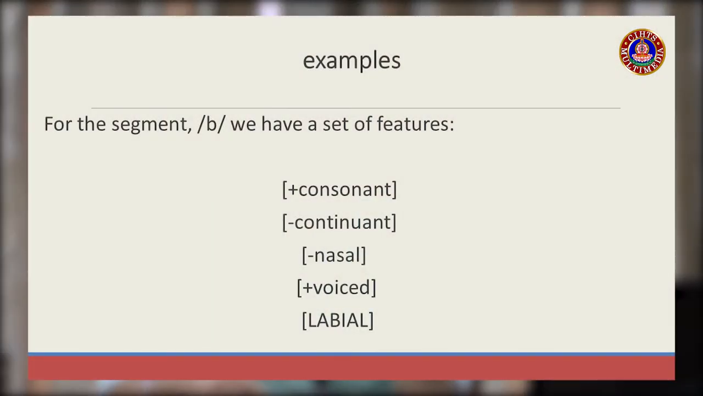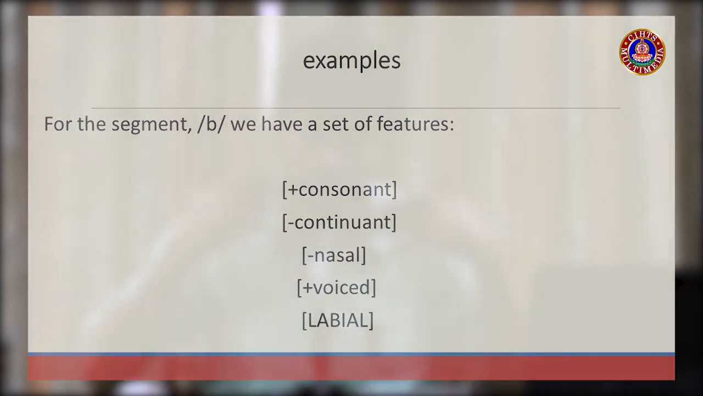For the segment B, we have this set of features. Aaj sare lecture mein humne ye kiya hai. B is a consonant, and if it is a consonant, you will put a plus sign. If it is a vowel, you can write minus consonant. Then it is a continuant. Continuant ka matlab hai ki the sound is produced and then it continues and joins with another segment. It is not a continuant. The negative sign shows it is not a continuant.